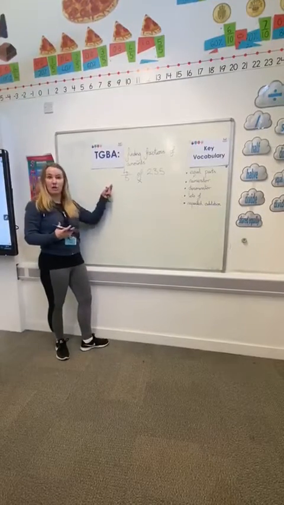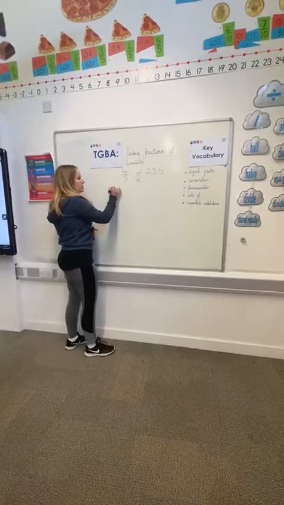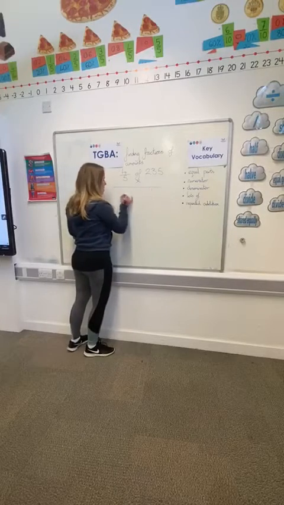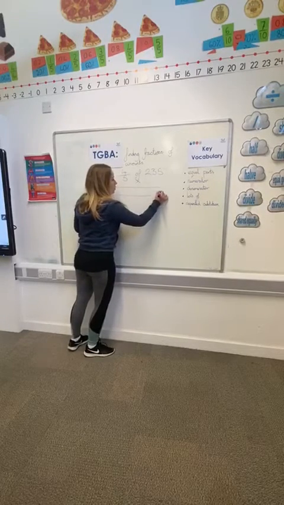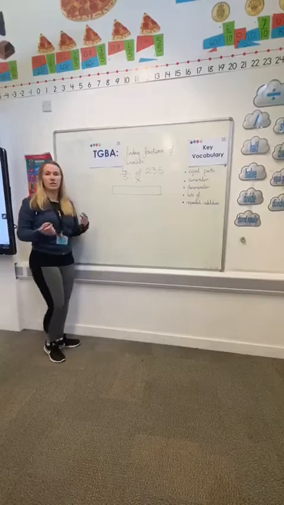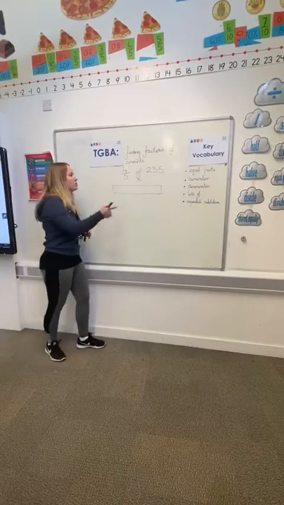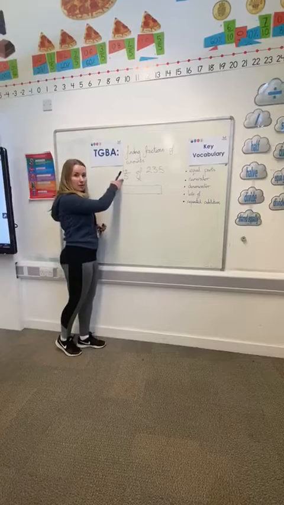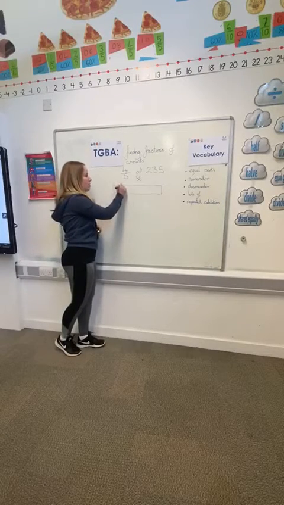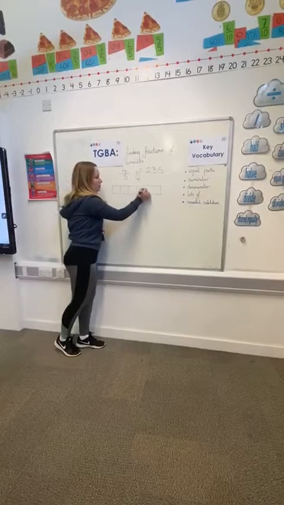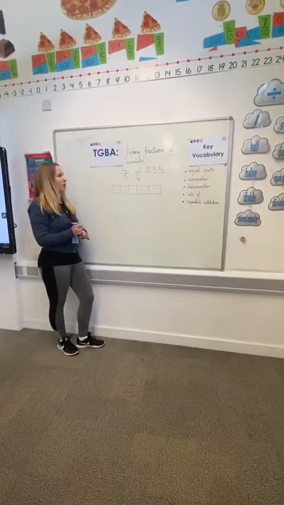A really good way to do this, is what we were doing last week, is to represent it using a bar model. So the first thing I need to do is I need to know how many equal parts make up my whole. So the denominator tells us how many equal parts make up the whole. So I know that my bar needs to be divided into 5 equal parts.